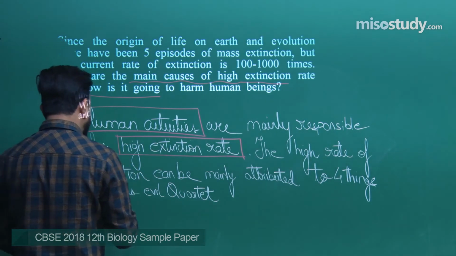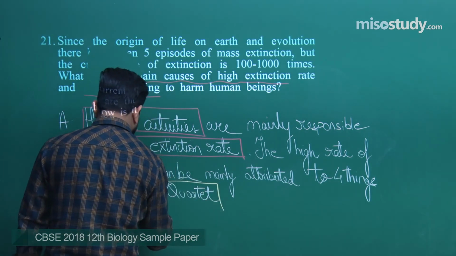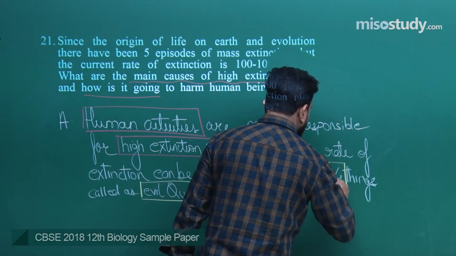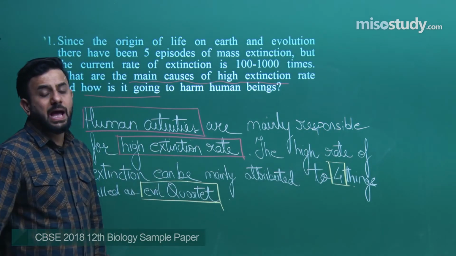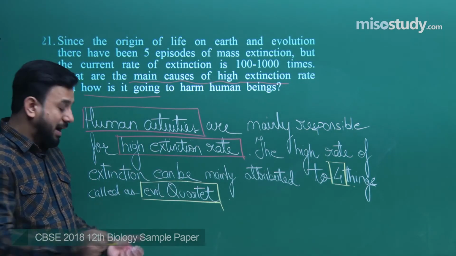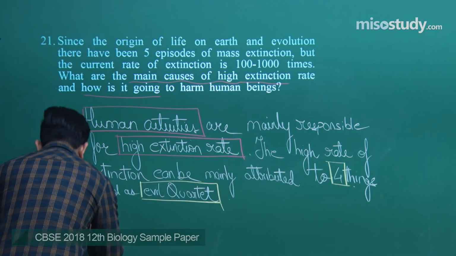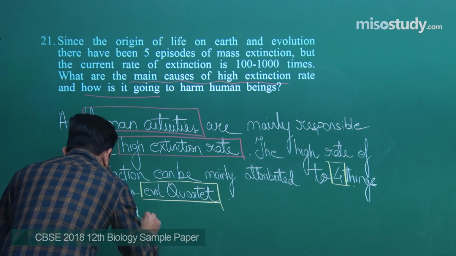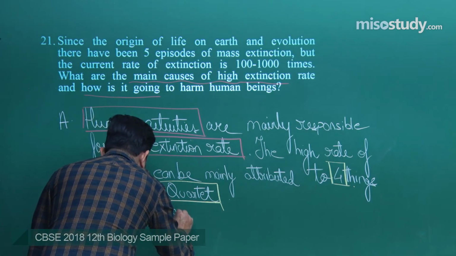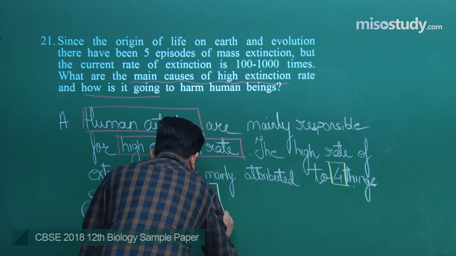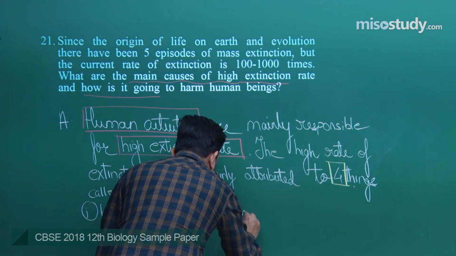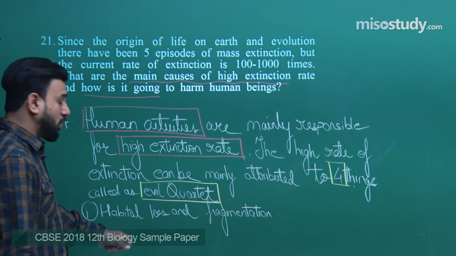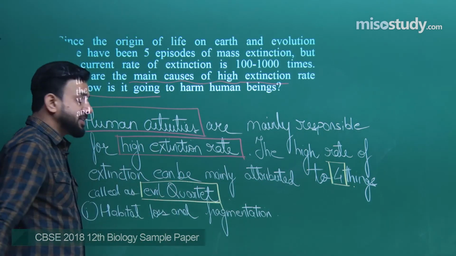Okay, called as the evil quartet. What are these evil quartet? The first one will be the habitat loss and fragmentation. Okay, I'll explain you what this means, but let me first frame the answer.